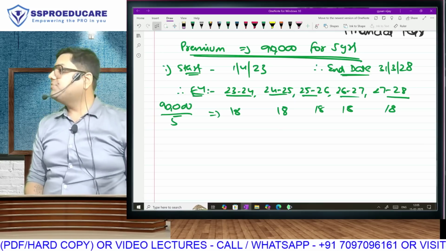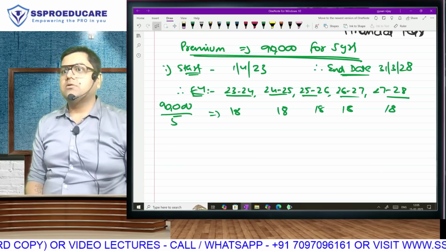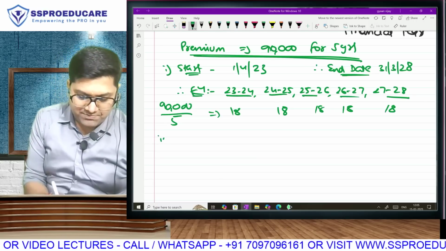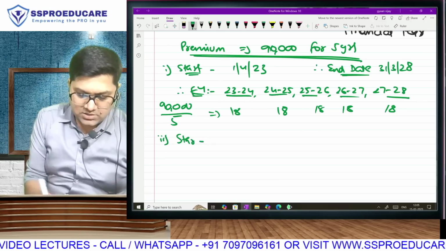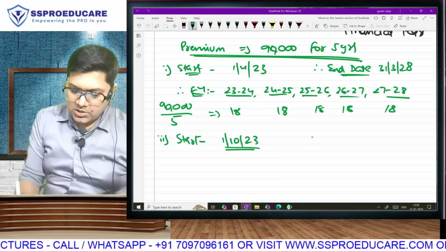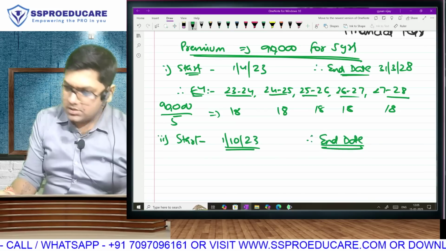Big problem. First my question to you: true or false? Everyone should take the policy on 1st April. False. Can it be another date? For example, in my example 2, my policy starts on 1st October 23. So what is going to be the end date this time? 31st September.